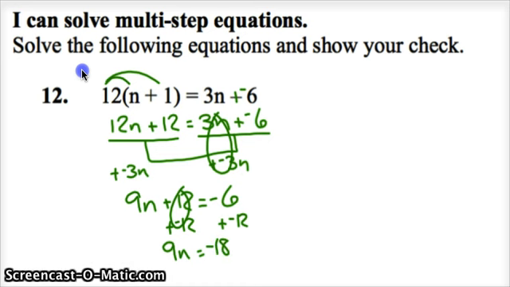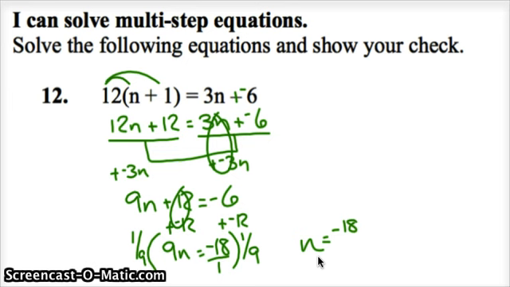Final step is to multiply by the reciprocal of 9, which is 1/9, on both sides. 1/9 times 9 is just 1n. And then negative 18 times 1 is negative 18. And then obviously that's over 1, so 1 times 9 is 9. And so n is going to equal negative 2.